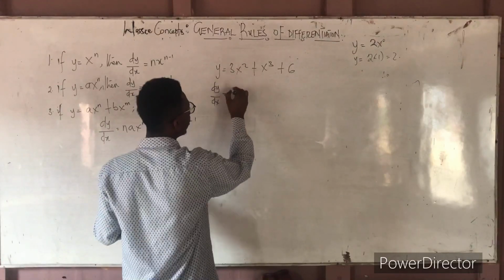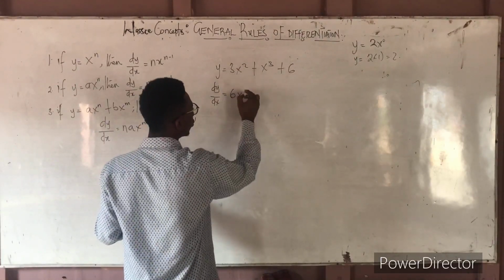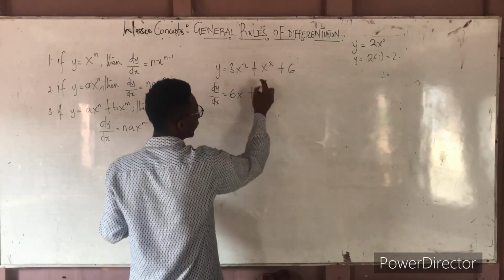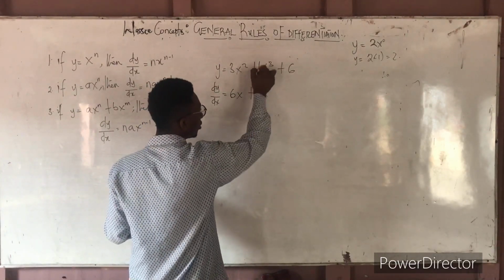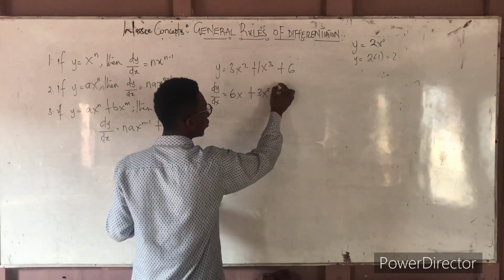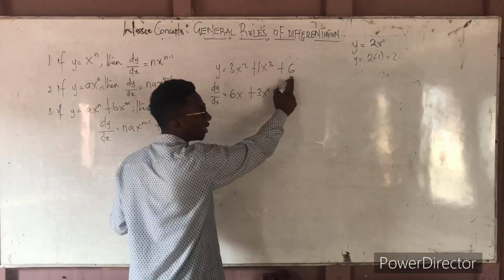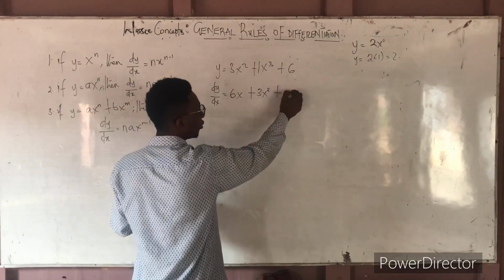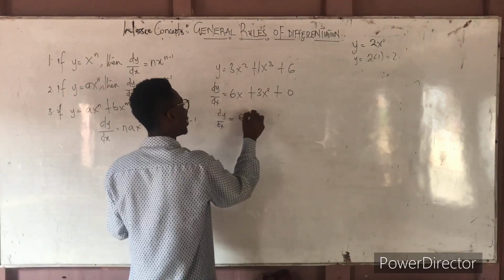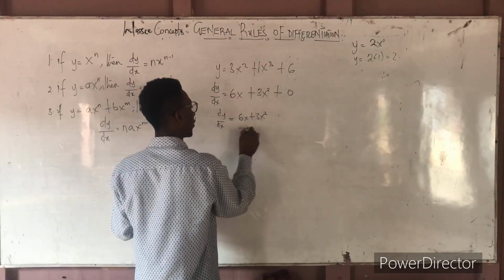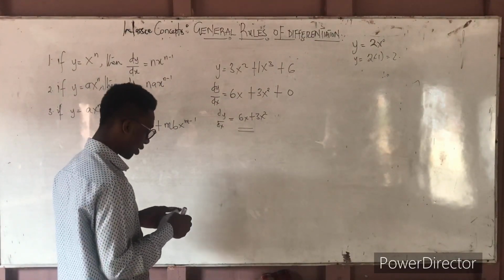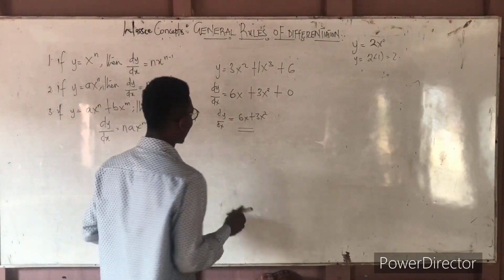So 2 multiplying this will give 6x, 2 minus 1, which is 1. Is the same as 6x plus 3 comes in front here, which is 3x. So you assume that 1 is here. So 3 times 1, which is 3, 3 minus 1, which will give you 2. Plus, because this is a constant, anytime you find the derivative of a constant it is equal to 0. So therefore, the dy dx now becomes 6x plus 3x squared.